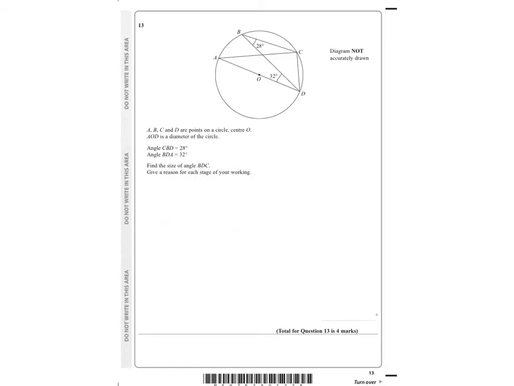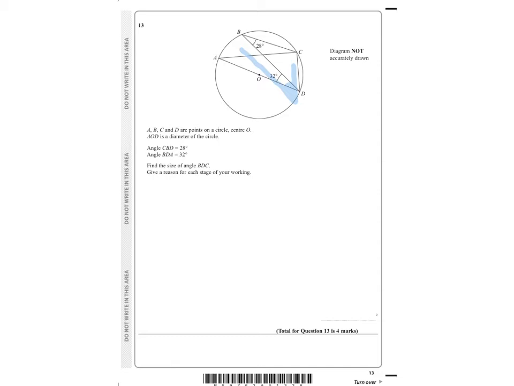Right then, so here we go. Question 13. A, B, C and D are points on a circle, centre O. AOD is the diameter of the circle. Angle CBD is 28 degrees. Angle BDA is 32 degrees. Find the size of the angle BDC. So it wants us to find BDC. So what's this angle here? Okay, perfect. Give reason for each stage of your working.